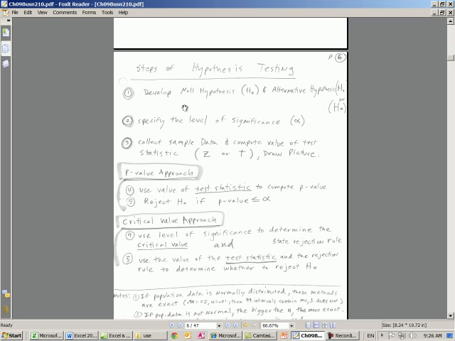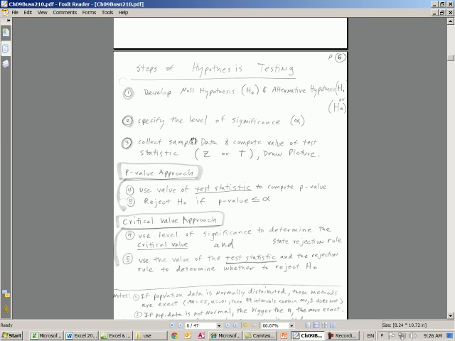First step is develop the null hypothesis. That is the original statement, and then the alternative hypothesis. Second, we select our level of significance, or alpha. We talked about this last chapter as being the risk that our population parameter was not in our interval. And we'll talk more about what that is in the context of hypothesis testing.